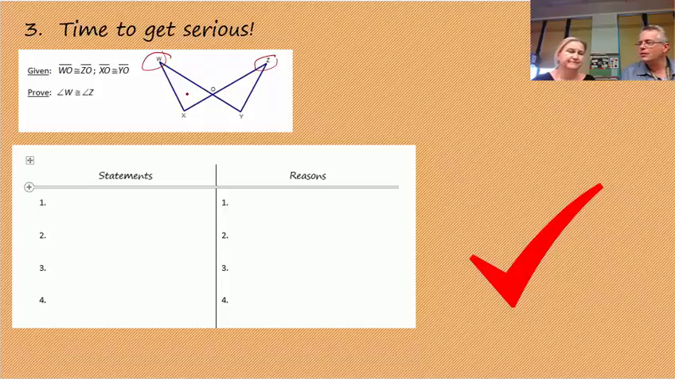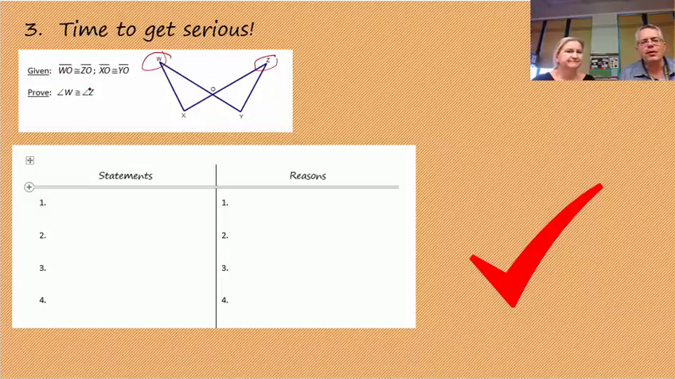Well, the strategy is to show that the triangles are congruent, and then if the triangles are congruent, those angles are corresponding parts, and they have to be congruent. Using CPCTC. So this is adding one step. We're going to prove the triangles are congruent like we have been doing, and then there's one more step. We're going to conclude that the two parts we want are congruent also.